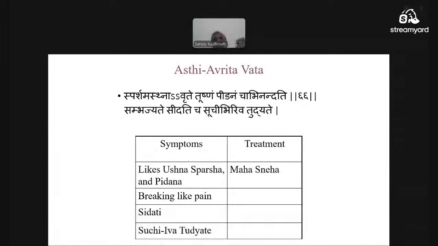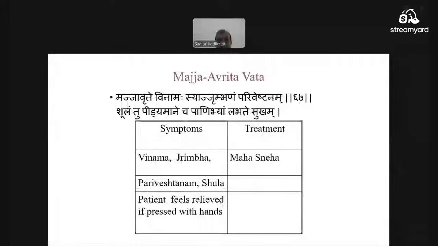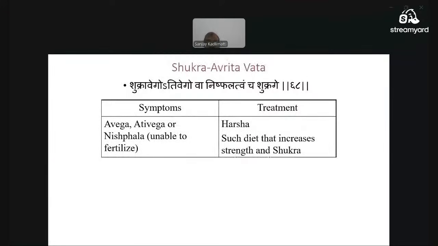We should know the same Asti, different treatments. Majjavrata, same Mahasneha, but in symptoms, Vinamaha, see, the patient bends. Jumbanam, excessive yawning. Pariveshanam, he feels as if somebody has tied his body. Shulam tu Pidyamanicha, Panibhyam, Labate Sukam. Again the same thing: just as in Asti, if somebody presses his hands and legs, he feels Sukha. Here also Mahasneha.